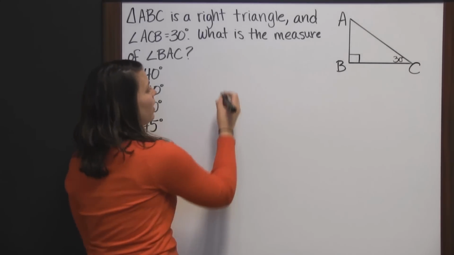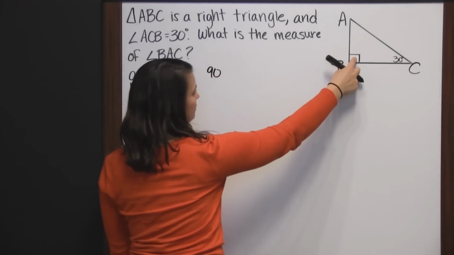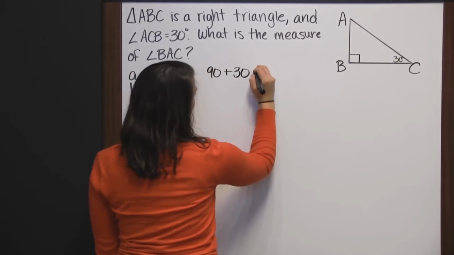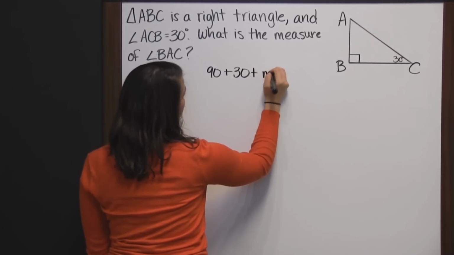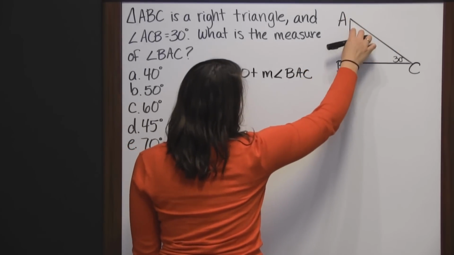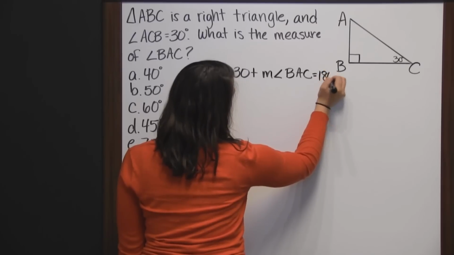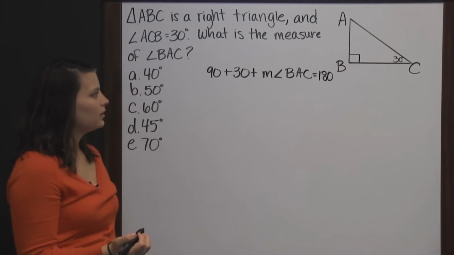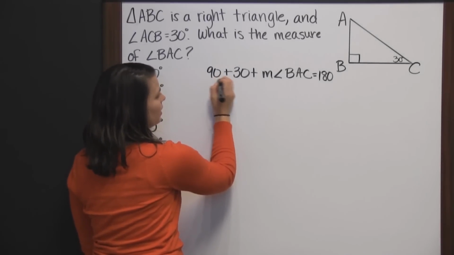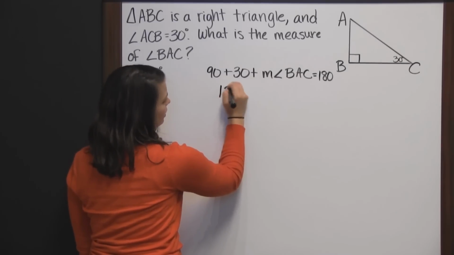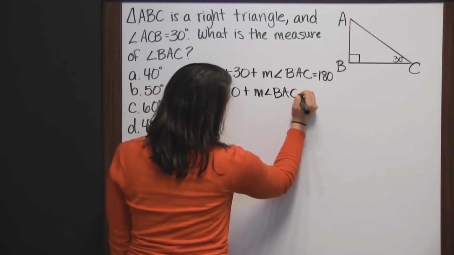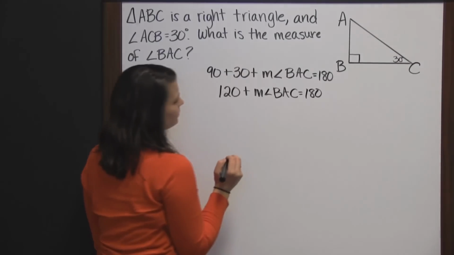So that means that this 90 degree angle plus this 30-degree angle plus the measure of angle BAC right here equals 180. The first thing I need to do is combine like terms. 90 plus 30 is 120, plus the measure of angle BAC is 180 degrees.